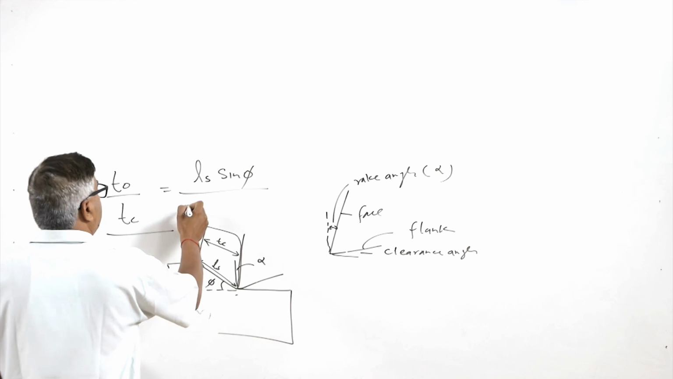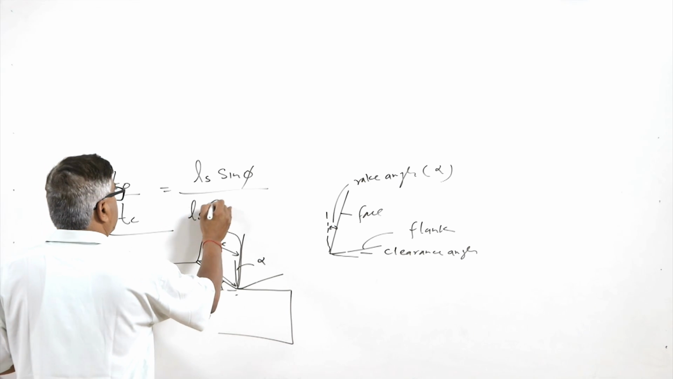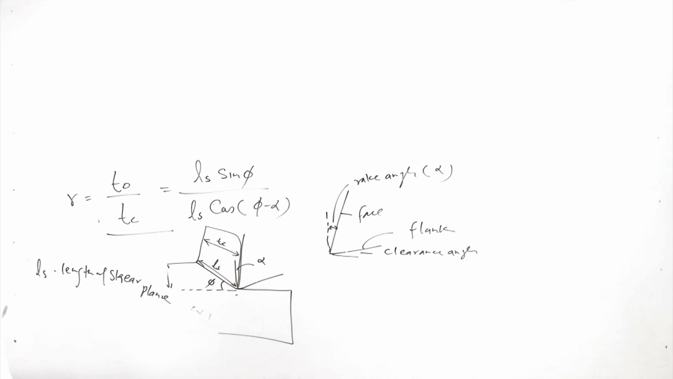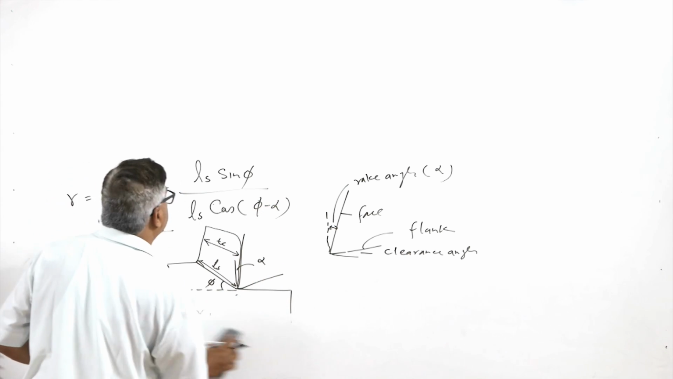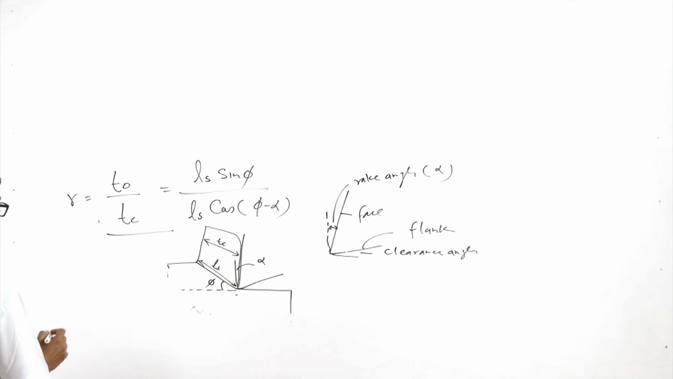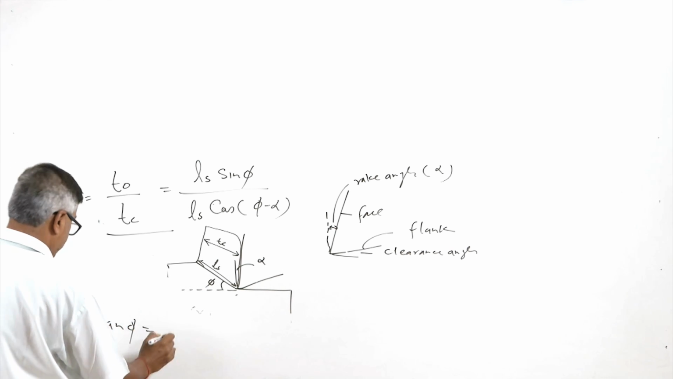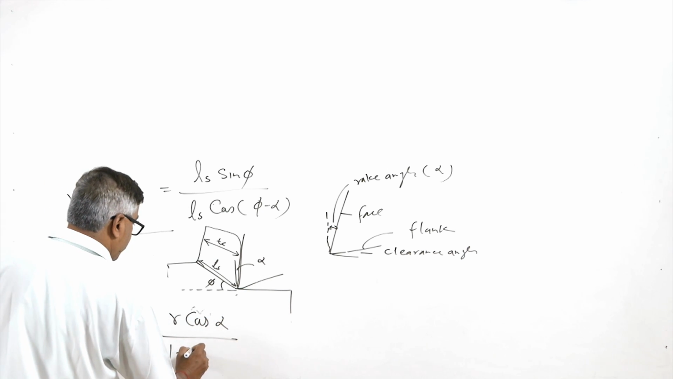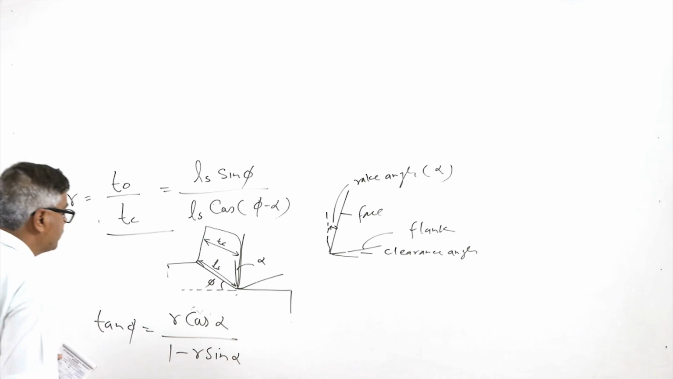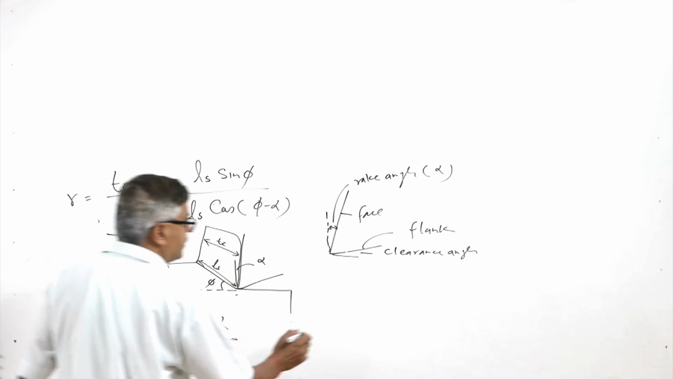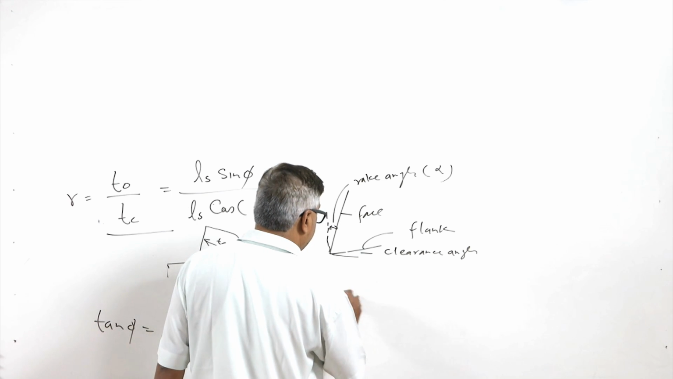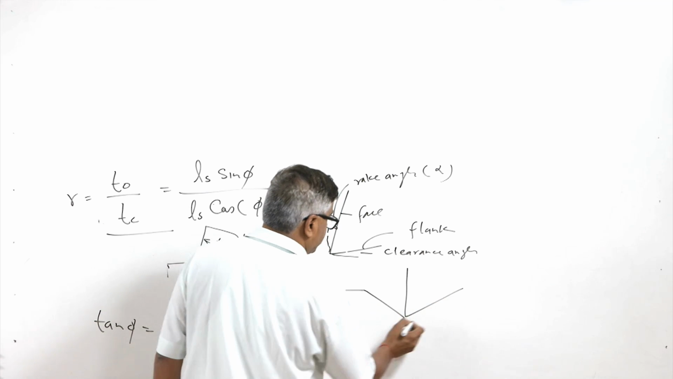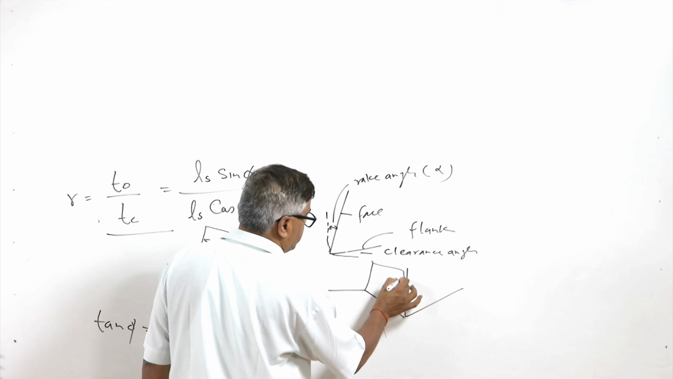So, we can write the chip thickness ratio r as Ls sin phi divided by Ls cos(phi minus alpha). After rearrangement of this, what we basically get is tan phi equals r cos alpha divided by 1 minus r sin alpha. This is one of the very commonly used equations for determining the angle at which the shearing will take place during machining. Like, say, this is the tool, the shearing is taking place, and this is the chip which will be coming out.